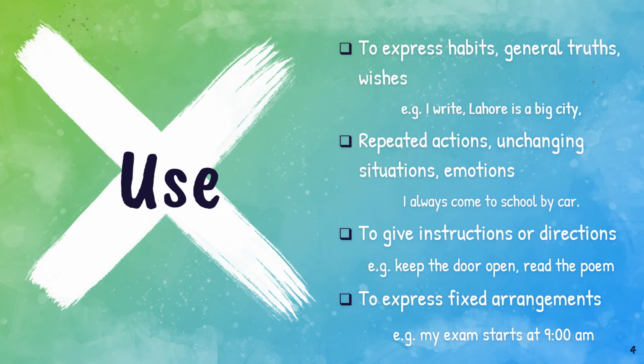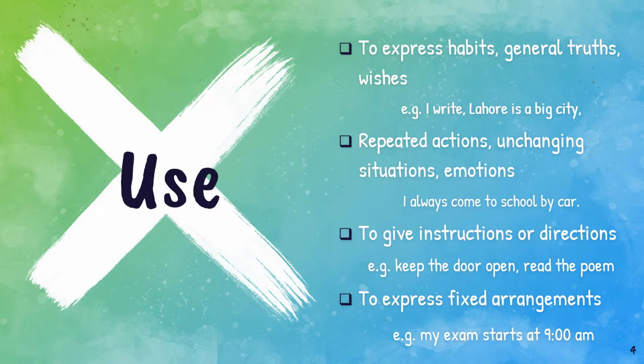Why do we use simple present tense? We use simple present tense to express habits, general truths, and wishes. For example, I write, she reads, I sleep, or Lahore is a big city, or Islamabad is the capital of Pakistan. Now we use it for repeated actions, unchanging situations, and emotions.